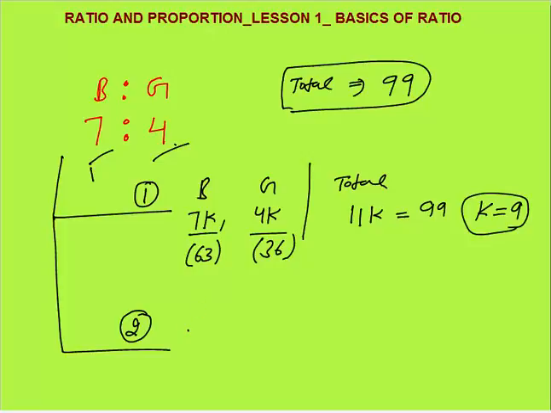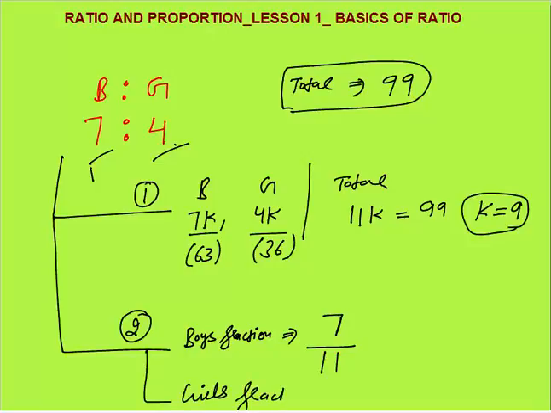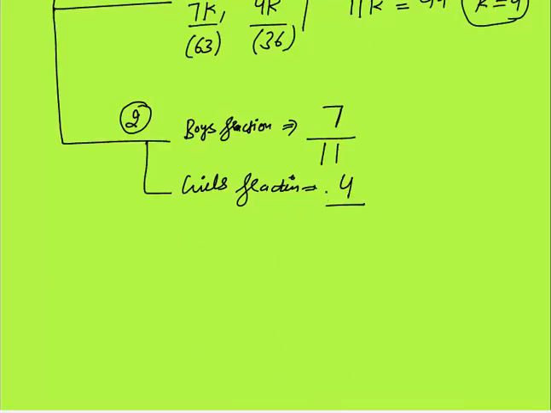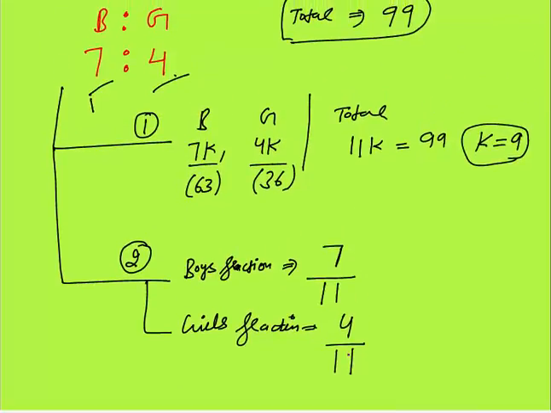So boys fraction would be how much? Boys are 7 parts, out of total parts 11. So boys fraction is 7 by 11. Girls fraction is, girls are 4 parts, out of total 11 parts, 4 by 11. So boys are 7 by 11, very important, and girls are 4 by 11.